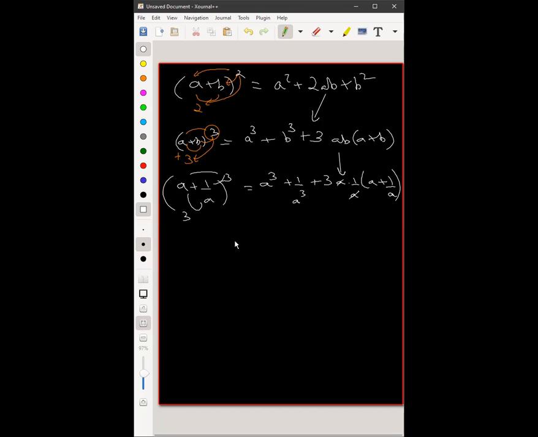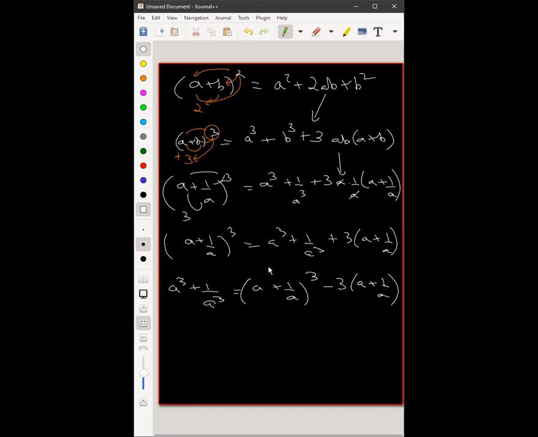Okay. Now, a lot of you get confused between these. a plus 1 upon a, the whole thing cubed is a cubed plus 1 upon a cubed plus 3 into a plus 1 upon a, and a cube plus 1 upon a cube is equal to a plus 1 upon a cube minus 3 into a plus 1 upon a, right? There's a lot of confusion between these two. If you want to avoid the confusion, start from this identity and derive this one. It will only take you one more step, but you will never go wrong. Don't directly go to this one until you're confident.